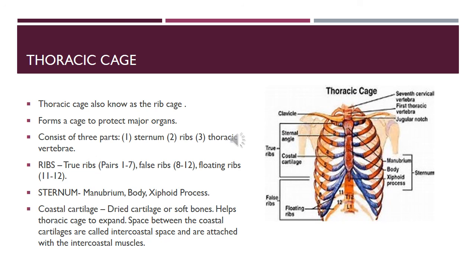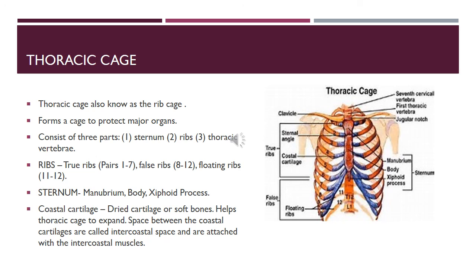Pairs 1 to 7 are called the true ribs. Pairs 8 to 12 are called the false ribs. And pairs 11 and 12 are called the floating ribs because they are not attached to the sternum. Sternum has 3 parts, the manubrium, a body and a xiphoid process.